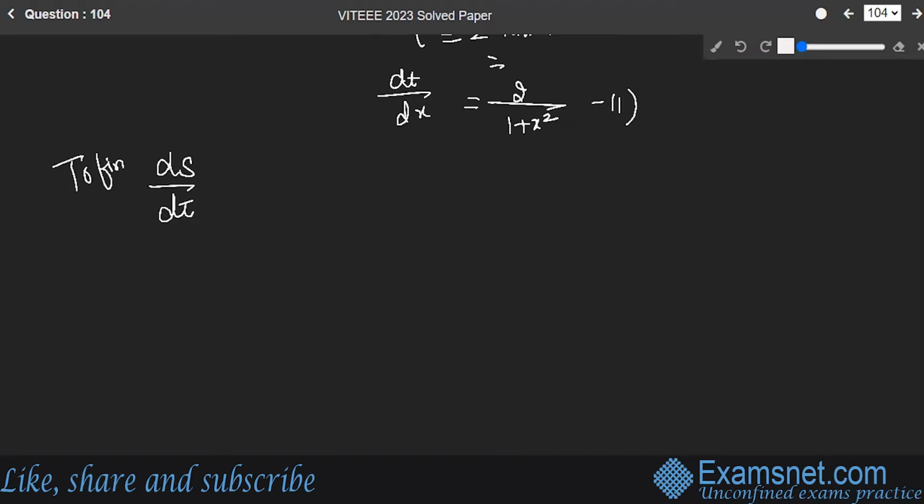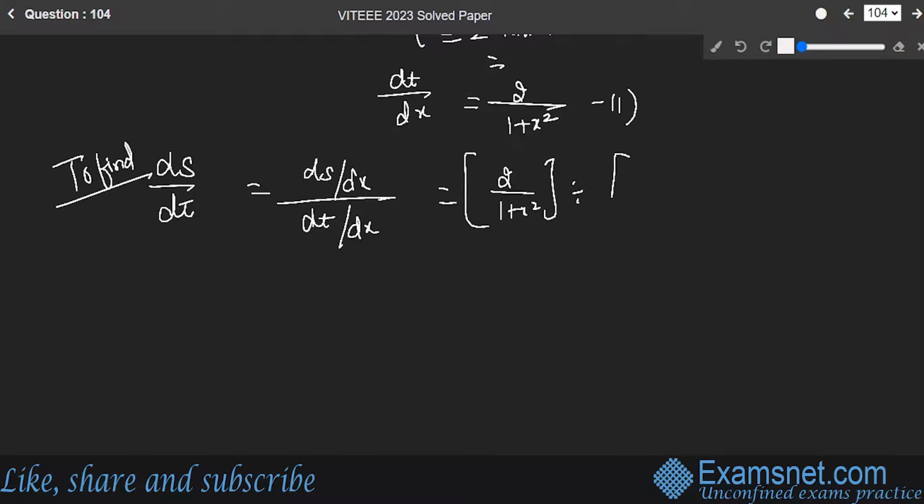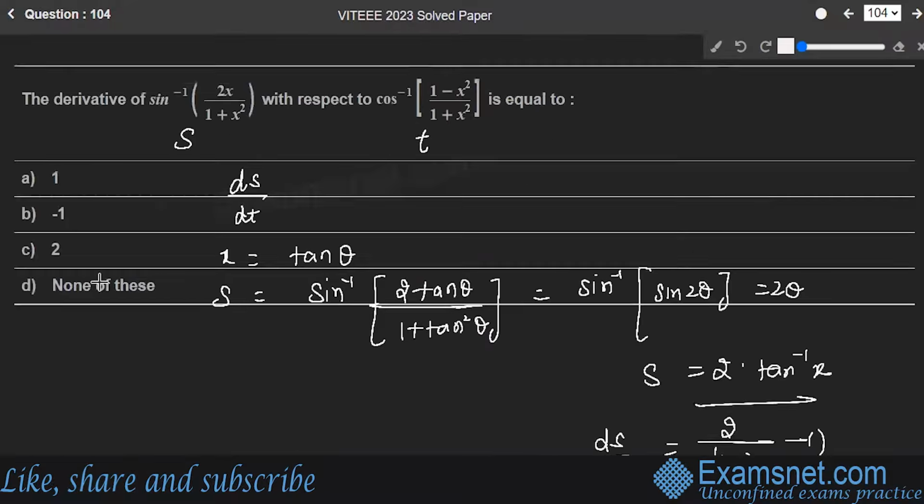You had to find out ds upon dt. This is given by ds upon dx upon dt upon dx. So that is equal to 2 upon this divided by this, which is nothing but 1, right? So you got your answer as option A. Simple as that. Next is question number 105.